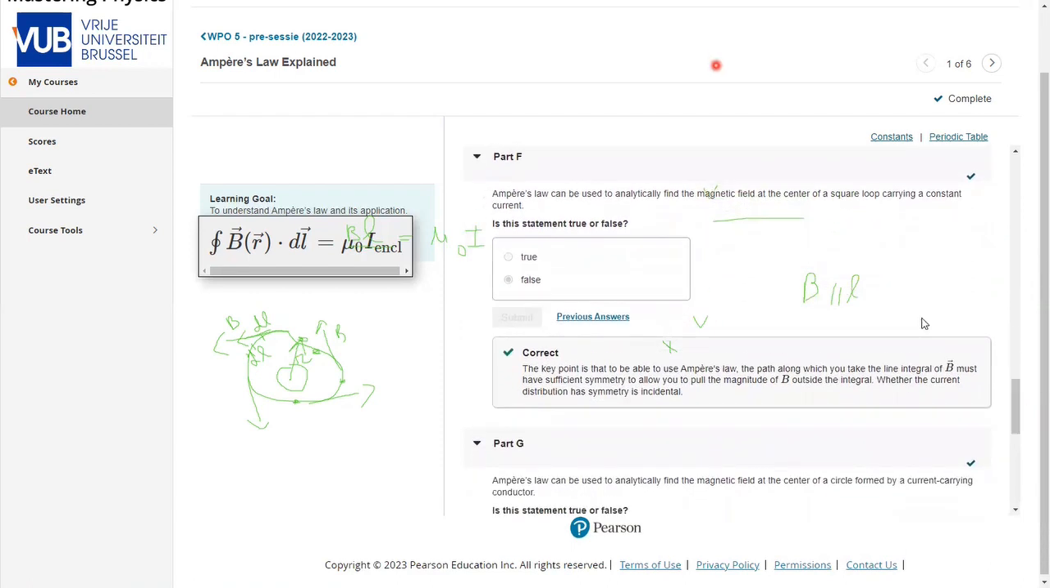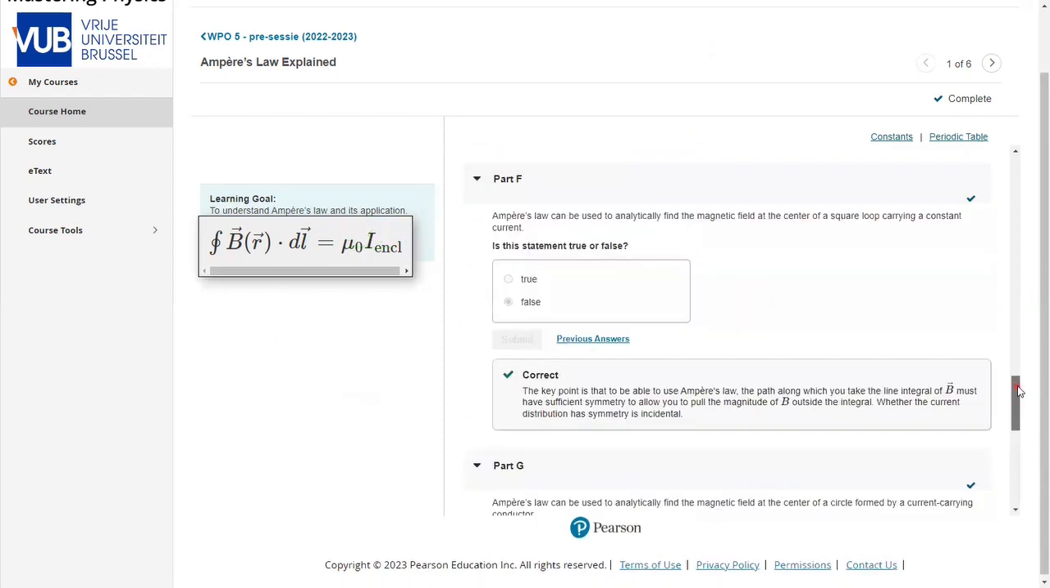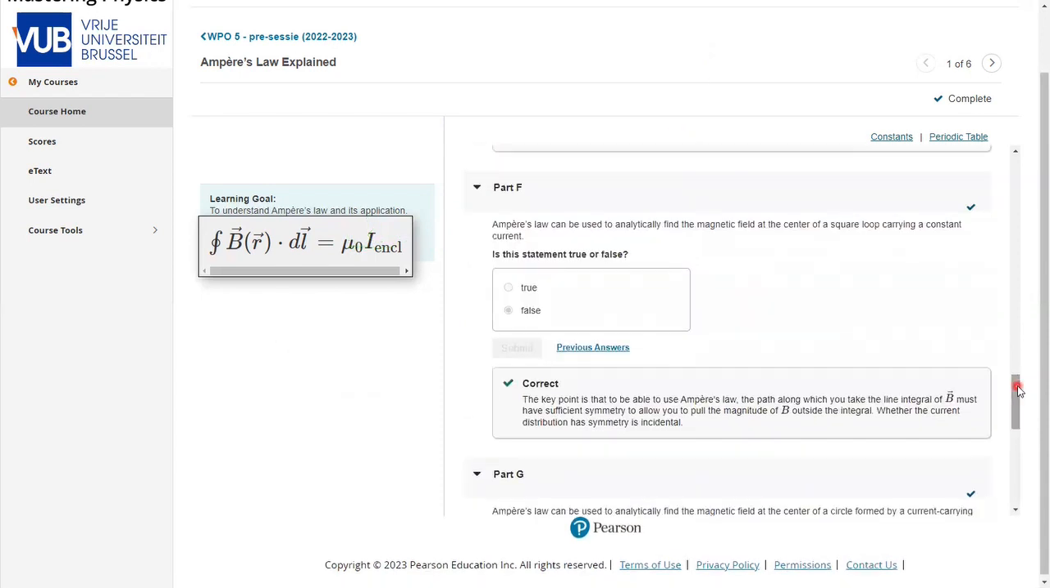Ampere's law can be used to analytically find the magnetic field at the center of a square loop carrying a constant current. Never in the center. No, never. You can never find the magnetic field there, only on the bounded parts of the circle or of the square loops, or any part that you choose, but not on the center.